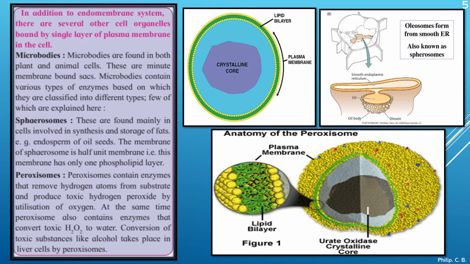Towards the right side you can see the image where you can see the crystalline core, the central part, the plasma membrane and inner lipid bilayer. And also towards the right, as we saw in the animation in the previous video, oleosomes form from smooth endoplasmic reticulum, also known as spherosomes, or the vesicles, transport vesicles, which you have already seen. And below we can see the anatomy of peroxisomes. When you make this section, you can see the inner lipid bilayer, plasma membrane and the urate oxidase crystalline core, which is in the central part.